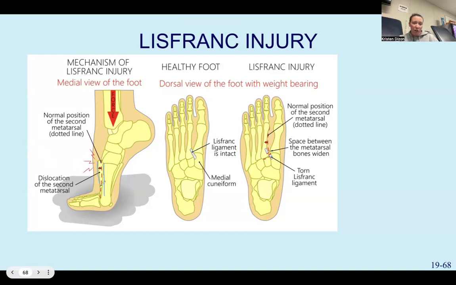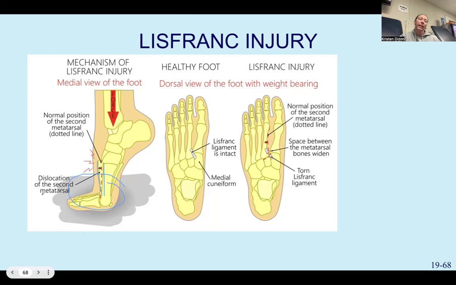But then this second metatarsal is all the way up there. They both should be in line with one another. So this is really common, and the MOI is from landing on a planted foot. Not many athletes land on planted feet, but our biggest ones are dancers.